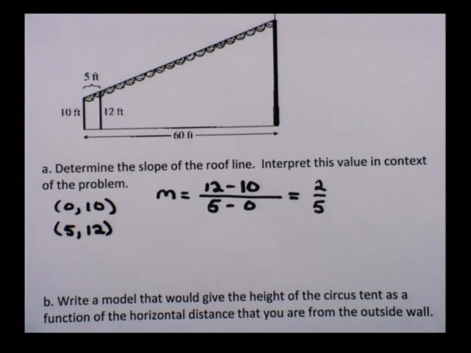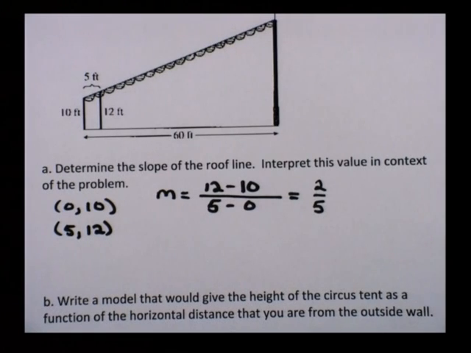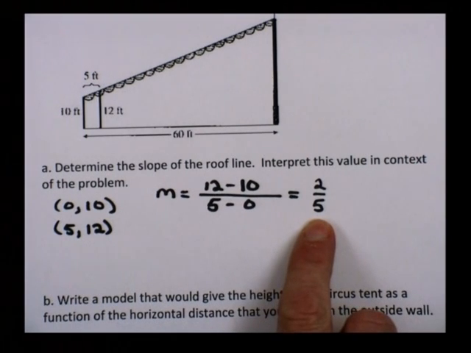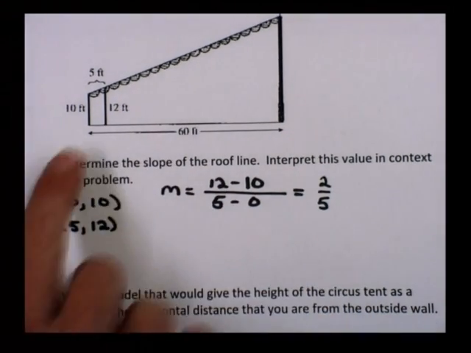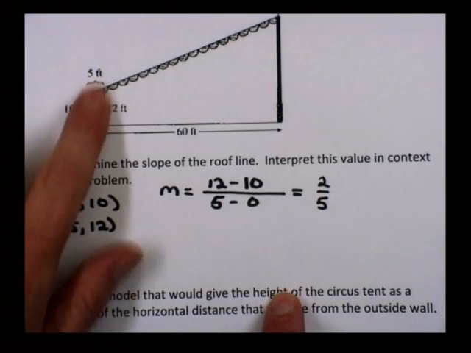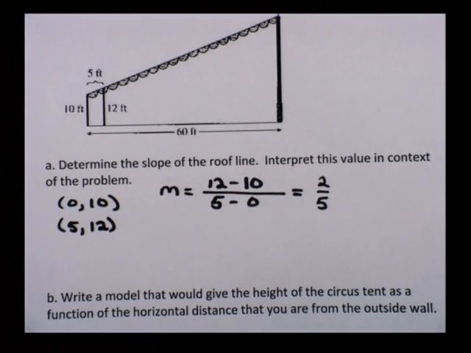One important thing, though, that I want to point out is that you need to be able to interpret that value. What does 2/5 mean? It's great to get a number, but if you don't know what it means, it's kind of useless. So let's look at 2/5. When you interpret a slope, you always interpret it in terms of y's per 1x. So in this case, my y values represent the height of the tent, and my x values represent the distance from the outer pole.